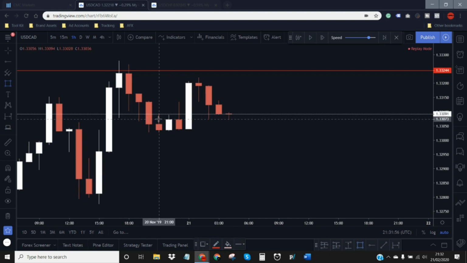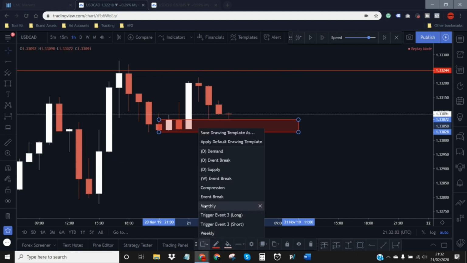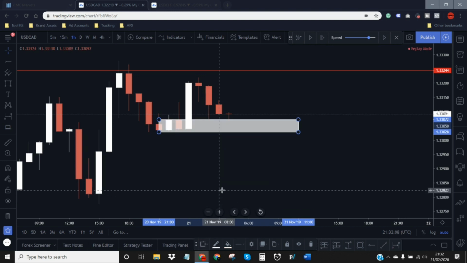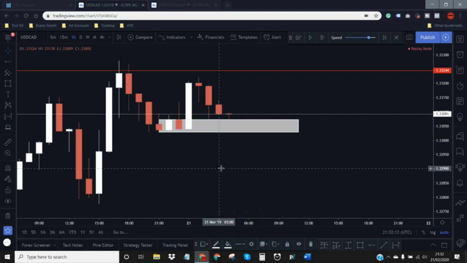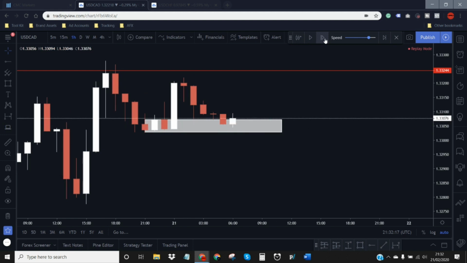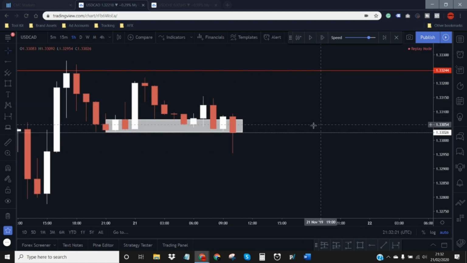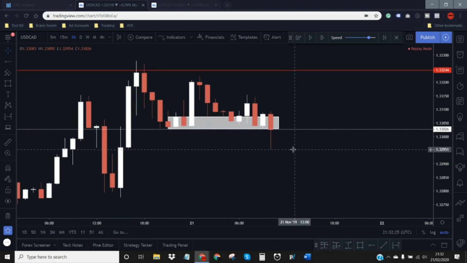If we're looking to short from an area of supply, then our event break area will usually be a bullish engulfing structure, an area of demand. If we're looking to long from an area of demand, then our bearish engulfing structure is going to be our event break area. So let's continue. And bam, we have a break of event 2.